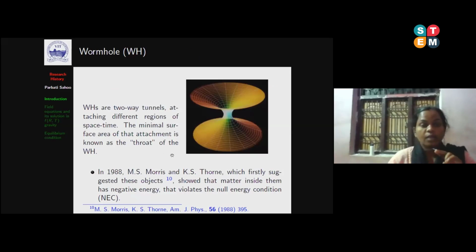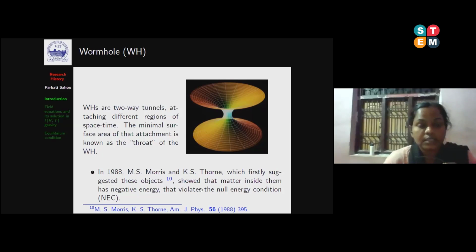In this model, we have considered another solution, which is the wormhole solution. Initially, we should know what wormhole solutions are. Basically, this is a hypothetical form; till now we don't know its observational signatures. It was coined in 1980 by Maurice Thorne. Wormholes can be described as two-way tunnels attaching different regions of space-time, and the minimal surface area, as you can see in the figure, is known as the throat of the wormhole.